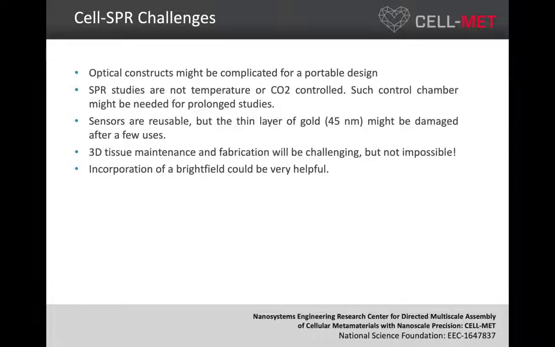The 3D tissue maintenance and fabrication will be challenging. It's not impossible because it's a 2D plane that we're working with, but we can scaffold it. We can integrate the microfluidic on top of it and then have the cells grow in a 3D manner on top of the chip. And also, incorporation of a bright field would be very helpful because you can monitor at the same time how the cells are moving, how the cells are interacting and behaving, and then you can also relate it directly to the SPR signal.